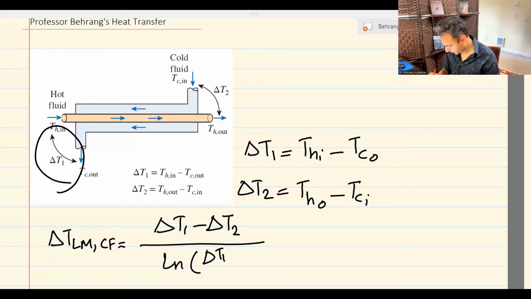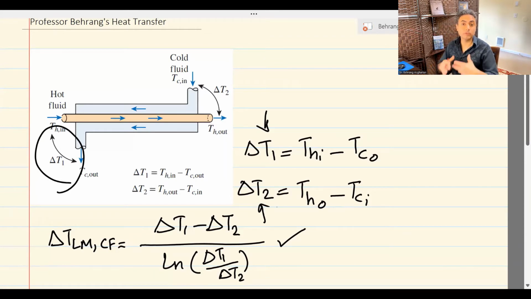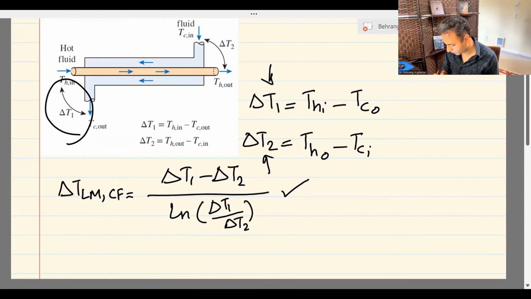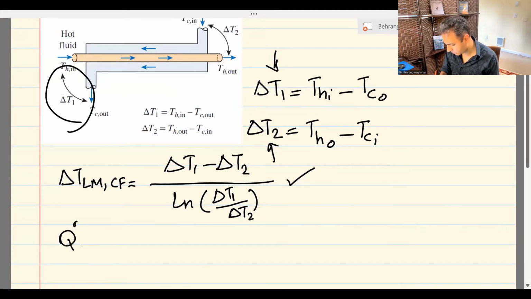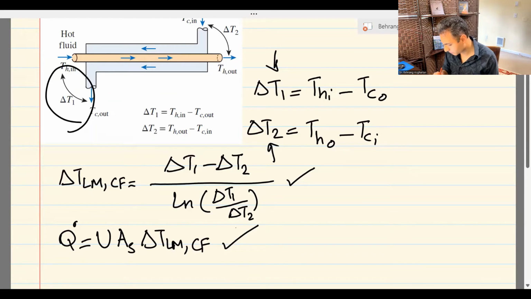Oh, there you go. So delta T1 over delta T2. Same equation as before, you can see that. But the only difference is delta T1 in this case and delta T2 in this case are different from the parallel flow. How do we find the total heat transfer rate? Q dot is basically, again, U, the overall heat transfer coefficient, times As times delta T LM of counterflow in this case. Problem solved. And you can find it in units of watts.